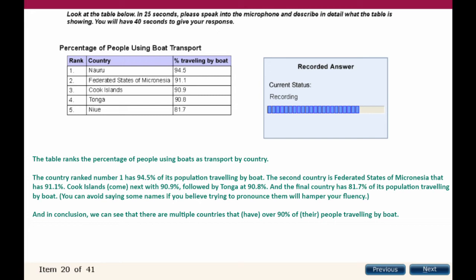And in conclusion, we can see that there are multiple countries that have over 90% of their people traveling by boat.